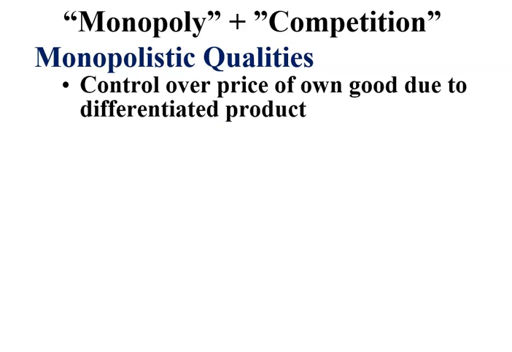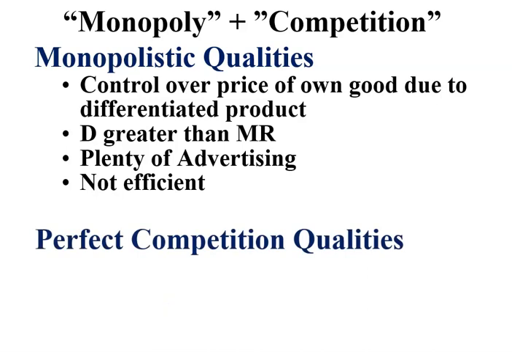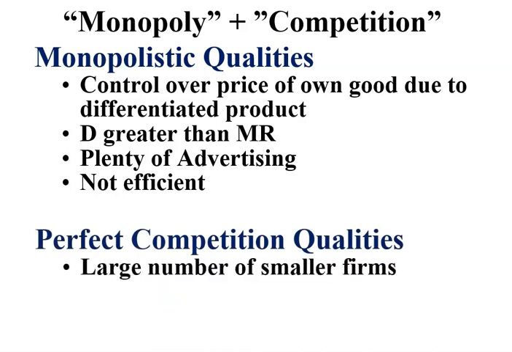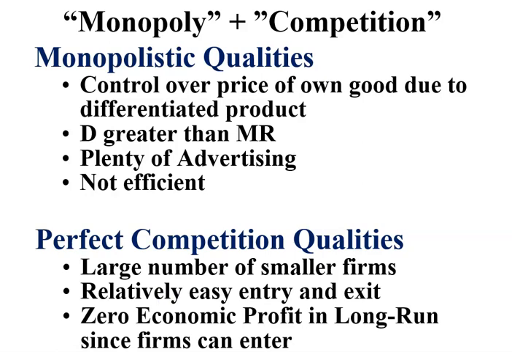Monopolistically competitive market structures have characteristics of both monopolies as well as perfect competition. So, like a monopoly, there's control over price due to the fact that they're able to differentiate their own product. Demand is greater than marginal revenue. There's plenty of advertising. They're not efficient. Like perfectly competitive firms, there are a large number of smaller firms. It's easy to enter and exit the market, and in the long run, they have zero economic profit.